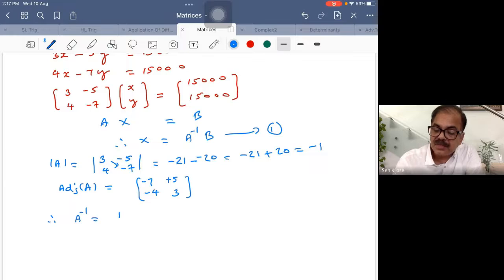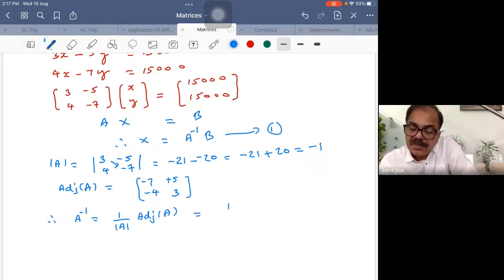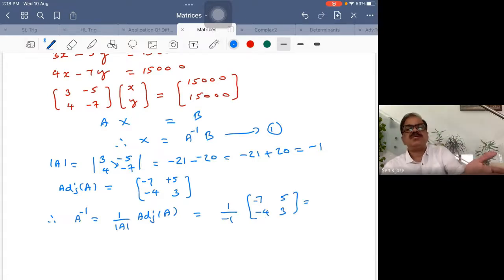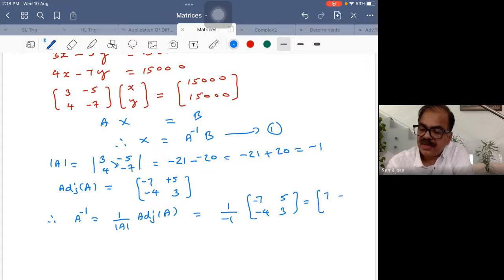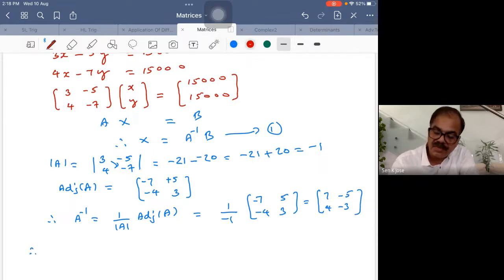Therefore, A inverse is 1 by determinant A into adjoint of A, which is minus 1 into [-7, 5; -4, 3]. Since it is just a minus sign outside, I want to take it inside. If it was any other number, I would have left it as a fraction. It's easier. So [7, -5; 4, -3]. That's my A inverse. So I can now go back to equation number 1.